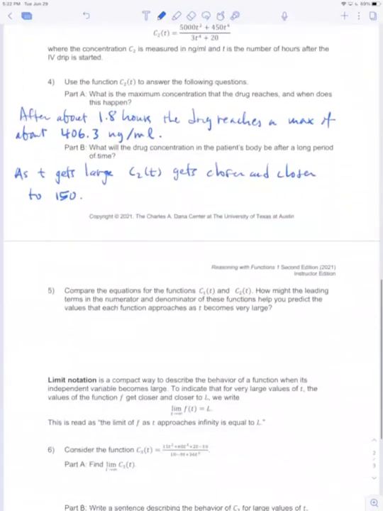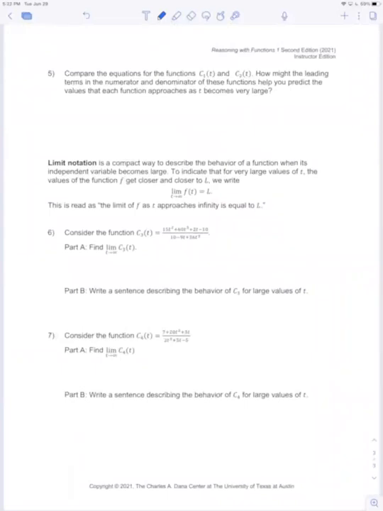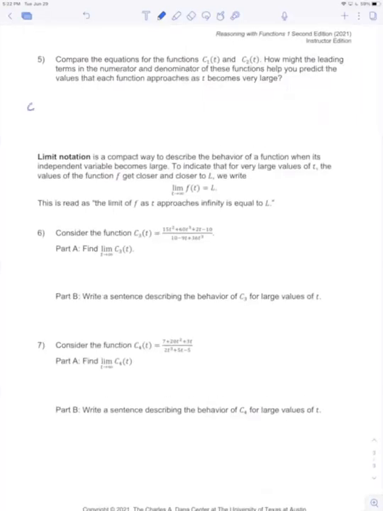Part 5, let me scroll up here. It says, compare the equations for the functions C1 and C2. How might the leading terms in the numerator and denominator of these functions help you predict the values that each function approaches as t becomes very large? Well, the ratio of leading terms for C1 is 3000 t squared over t to the 4th. And we could even simplify this to just 3000 over t squared. Since the numerator is constant and the denominator is getting larger and larger, this function approaches 0 as t becomes very large.